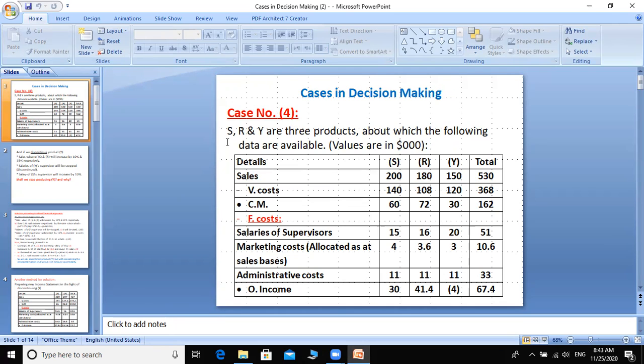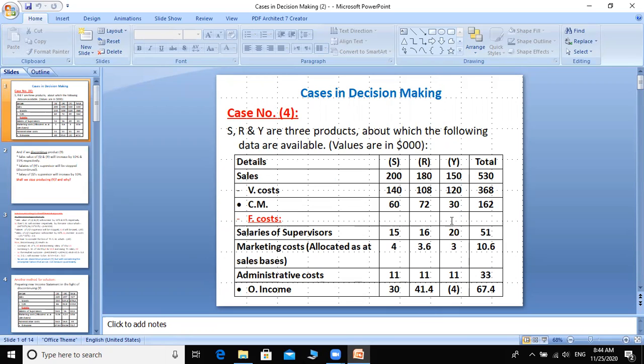Values are in $1,000. We have sales value, we have variable cost, then deducting variable cost from sales, we have contribution margin. We have some fixed costs: salaries of supervisors, marketing cost allocated according to sales basis, then administrative cost. At last, we have operating income, that is 30 for S, 41.4 for R, and negative 4 for Y. As a total, I have 67.4.